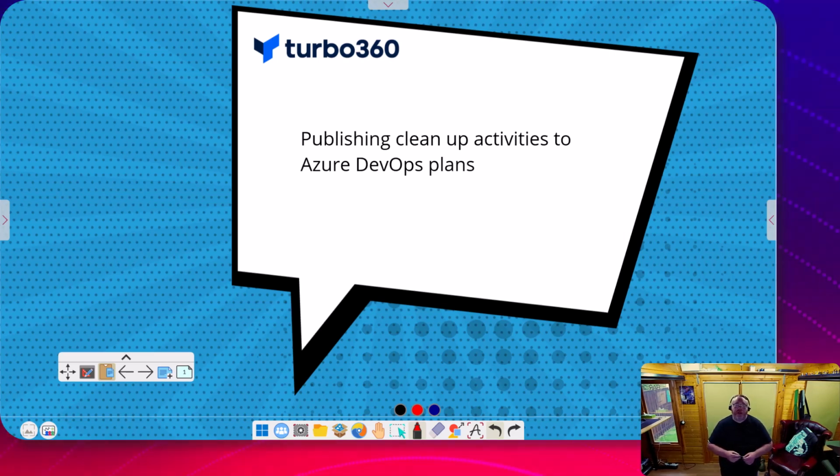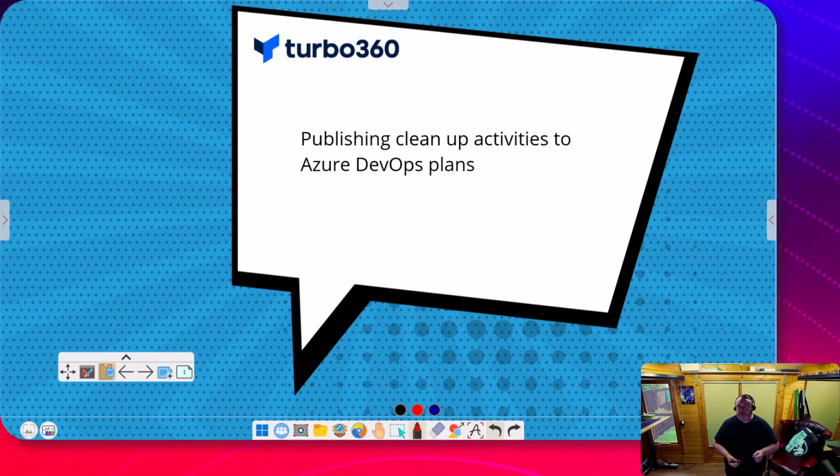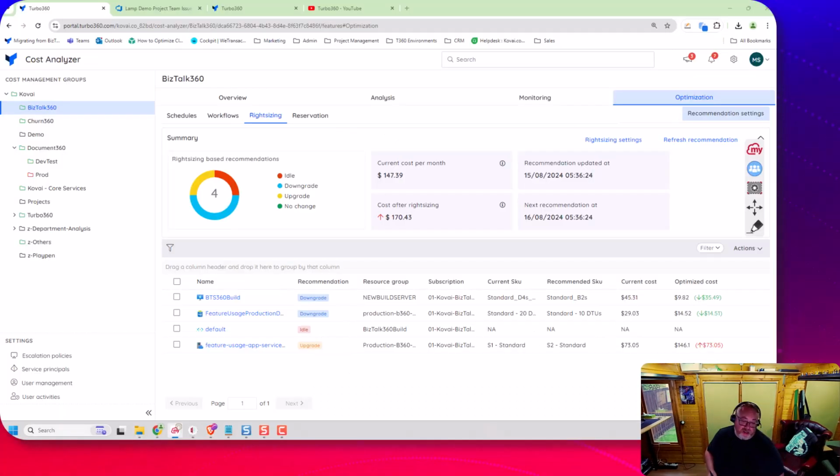Today in this video we're going to look at a new feature in Turbo 360 aimed at helping you do cleanup. So in Turbo 360 we have features that can identify resources you may not be using, but you can't always clean these up straight away, so you might want to create a plan of how to do these. So in this video we're going to have a look at a way of combining Turbo 360 and Azure DevOps to do this.